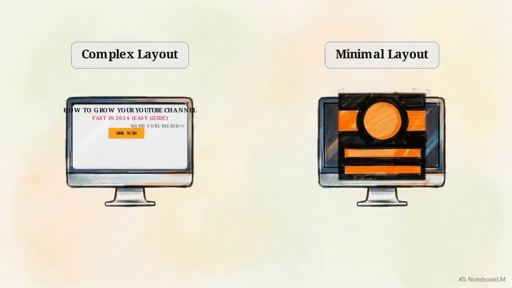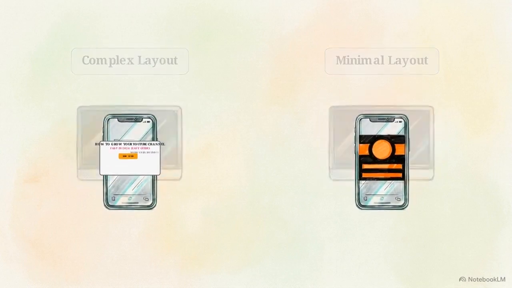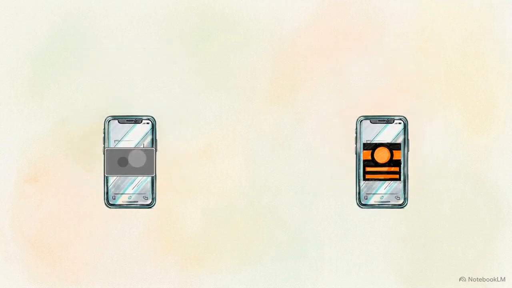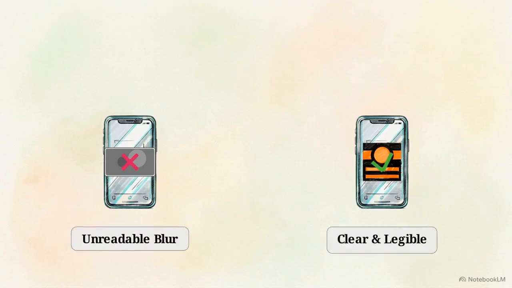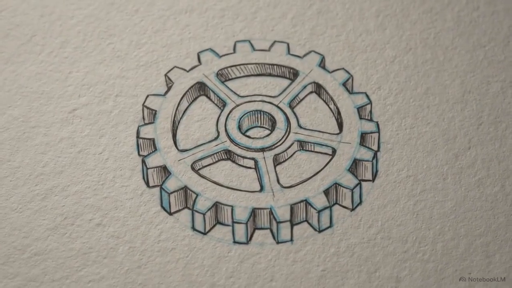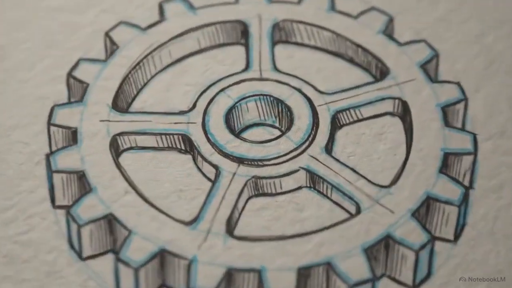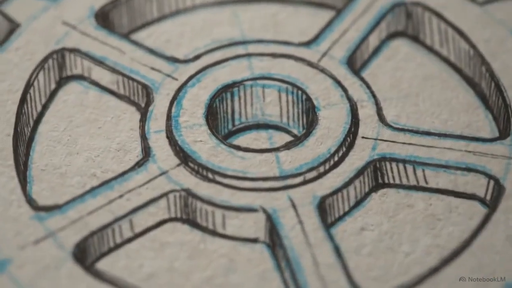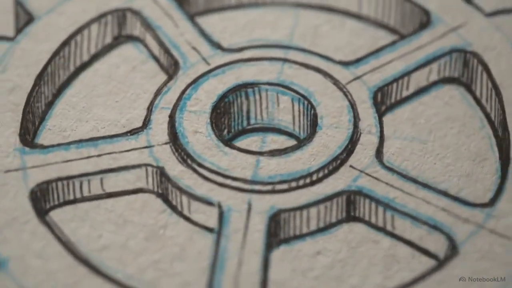This simulation shows a text-heavy desktop design shrinking to the size of a mobile screen. The complex design becomes an unreadable blur, while the minimal, high-contrast version remains perfectly legible. Readability is only the baseline. The image itself must prove the video's value, and highly polished, sterile digital art often works against that goal.